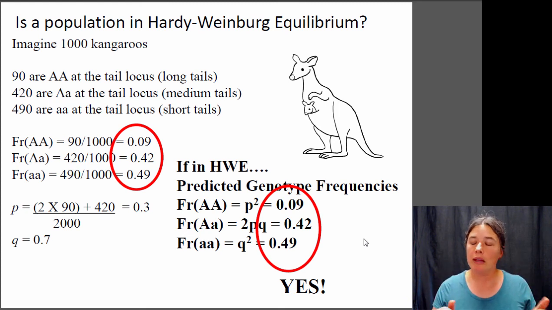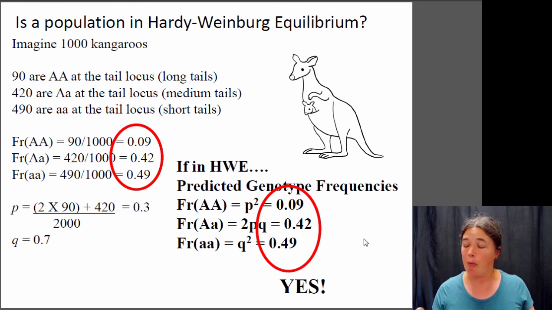One really, really common mistake that a lot of people make is they look to see if P squared plus 2PQ plus Q squared equals 1, and they're like, it equals 1, we're in Hardy Weinberg equilibrium. No, that just means you did your math right. P squared plus 2PQ plus Q squared will always equal 1. If it doesn't equal 1, you've done your math wrong somewhere. Okay, so that has nothing to do with whether you're in Hardy Weinberg equilibrium or not. It only has to do with whether you did your math right.